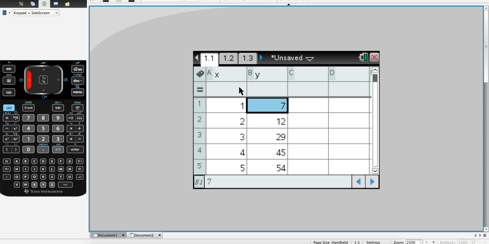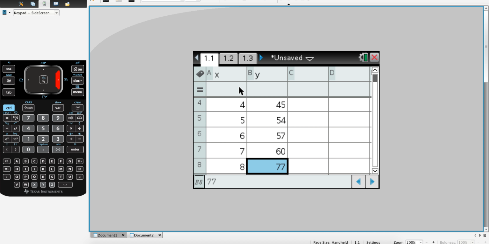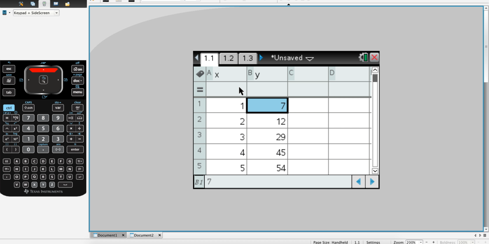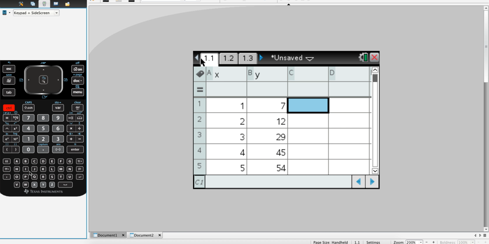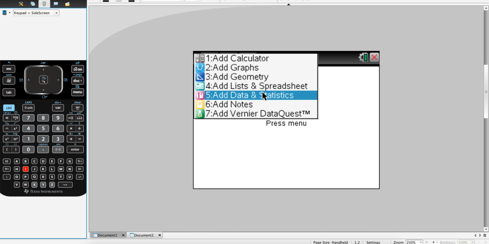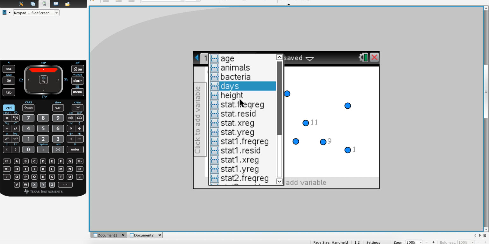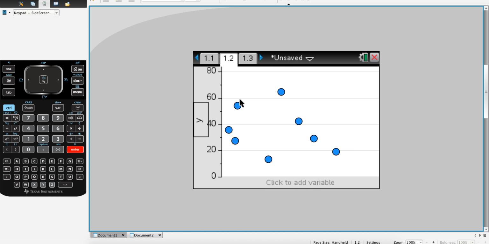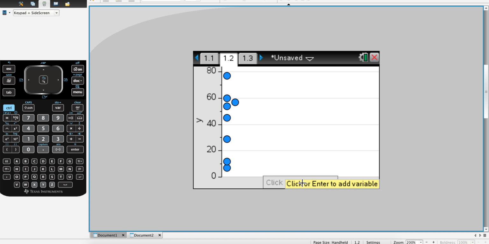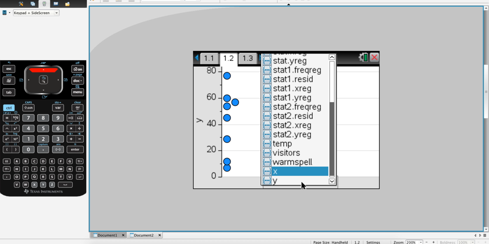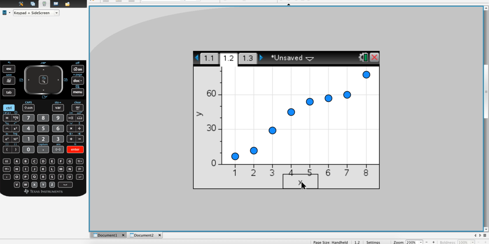Alright, so I've got 1 to 8. Yep, and then I've got, check it. All right, we're good. All right, so like I said before, we want to get a scatter plot to begin with. So data and statistics, and as you can see, I've got a lot of stuff in my calculator at the moment, which doesn't make it easy. And just scroll up, and all right, so there, as you can see, is our data.